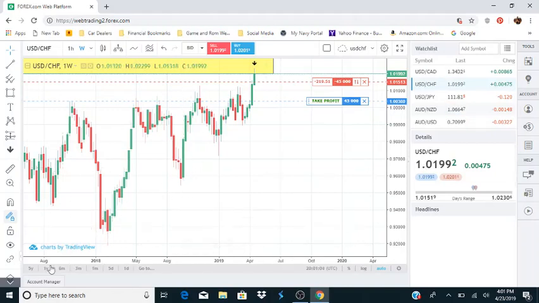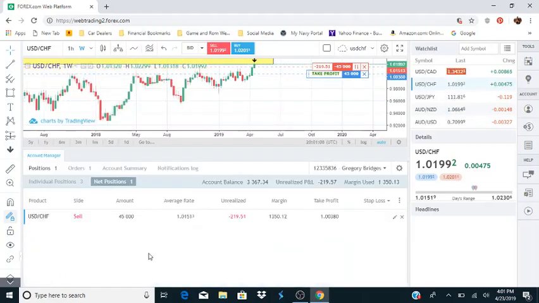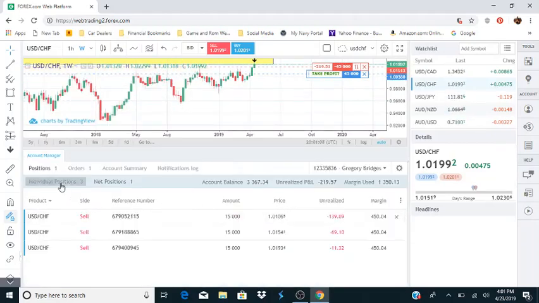So if I give you a quick rundown of my account manager, I changed into my individual positions. I have 3 positions on this particular currency at the moment. Originally I told you I was going to get in at the 1.01023 range, but I was able to get in at the 1.0165 range. I'm currently negative $139 on this trade. Then I was able to get in a second time with another 15,000 lots at the 1.01541 range, and I'm currently negative $69 on that.